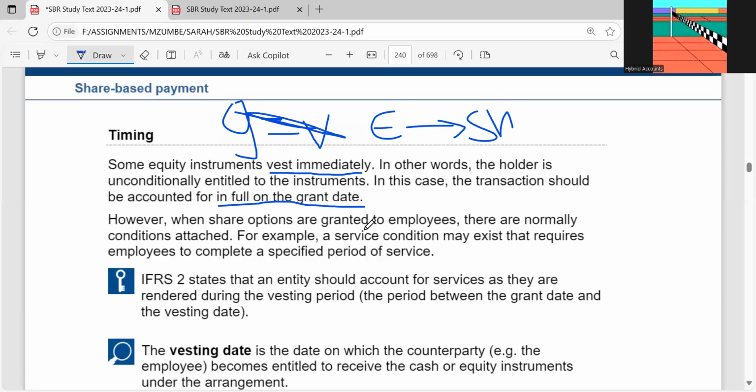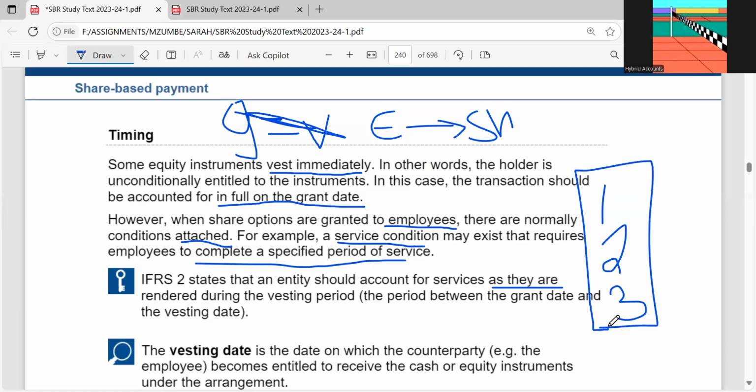However, when share options are granted to employees, there are normally conditions attached. As I told you, maybe you work with us for 3 years, for example. You could have a service condition. Maybe you complete a specified period of time, like 3 years. So IFRS 2 states that an entity should account for the services as they are rendered during the vesting period. What do we mean by this? As they are rendered. If you have to work for 3 years, it means for year one you would have to account for that, year two, and then year three. You won't wait until 3 years have elapsed and then account for that. No, you're not going to do that. The first year you recognize, second year you recognize, and third year you recognize.